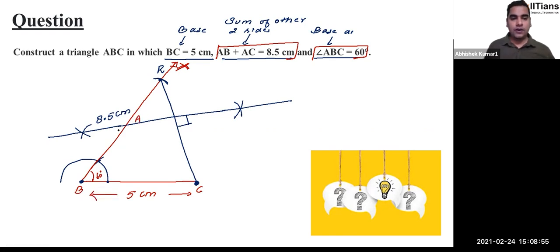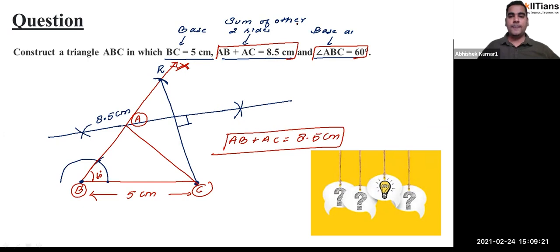Now all you have to do is join A to C. When you do that, you will automatically get your required triangle, that is ABC. And in this triangle ABC, your AB plus AC will be equal to 8.5 centimeter. And this is exactly what you were supposed to do in this problem. I hope it's very clear to all of you. Go through it and ask me if you have any query in it, guys.